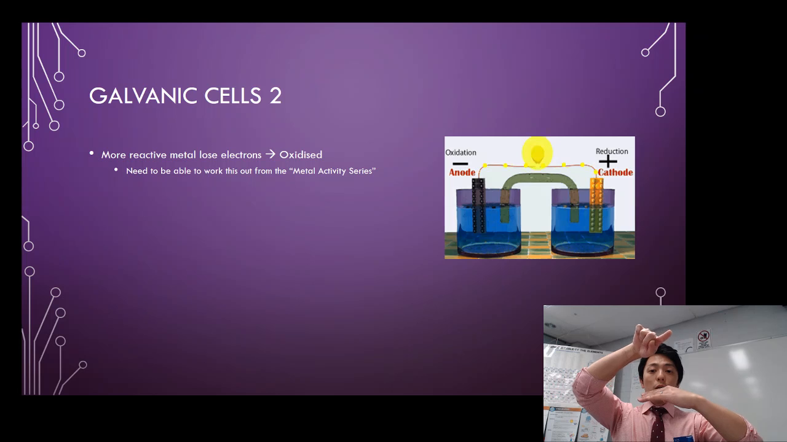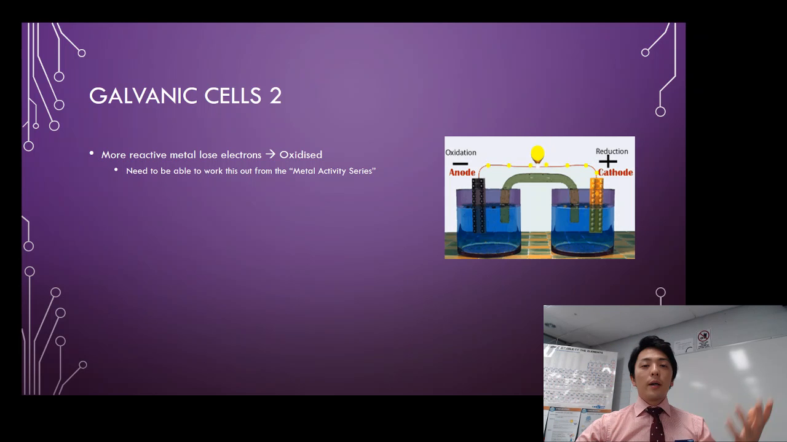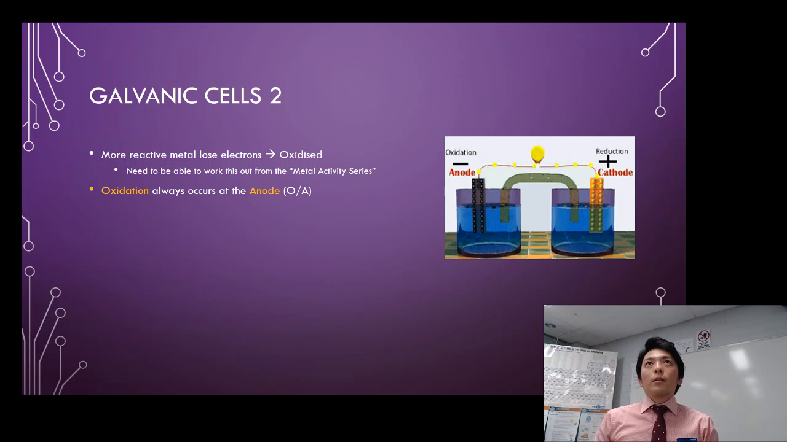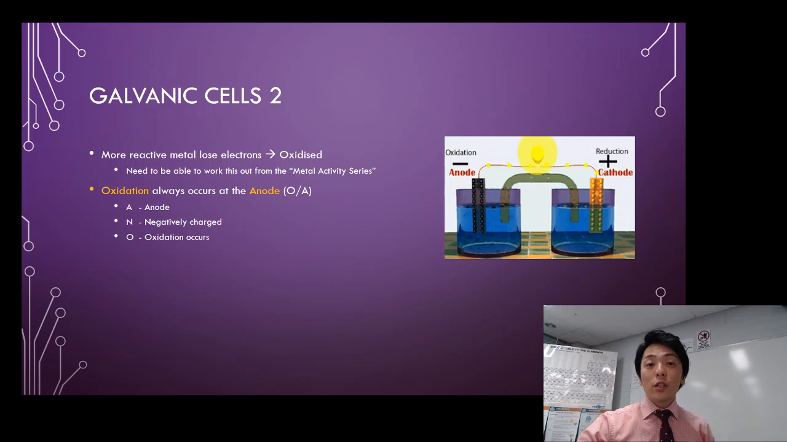So zinc could be sending its electron to copper ions. So copper would be reduced. Sorry. Okay. So oxidation always occurs at the anode. Here's a mnemonic: A for anode, N for negatively charged, because that's where the electrons come from. Write that down, by the way. And O for oxidation occurs. A and O for anode. Anode, negative, oxidation. Therefore, the other side must be the reduction side, and that is called the cathode.